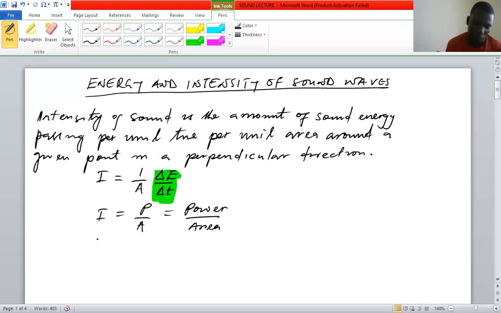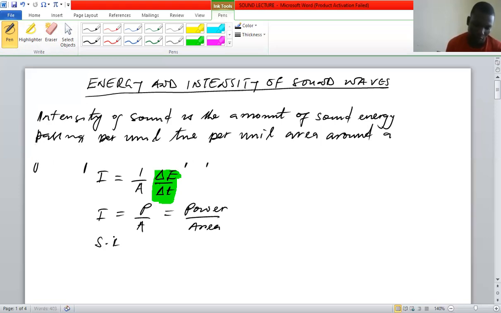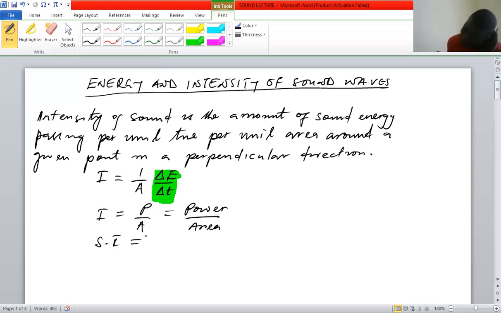And the SI unit for intensity is actually watts per square meter. That is the SI unit of intensity. Okay.